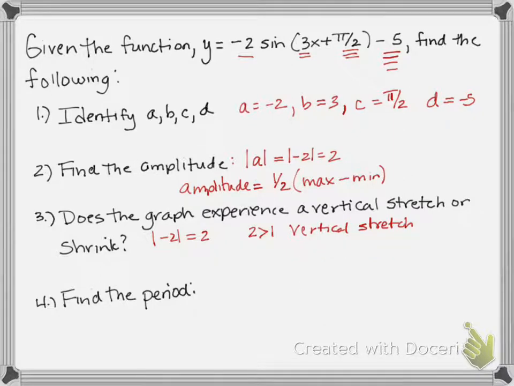All right, find the period. The equation for the period is 2 pi over the absolute value of B. And in this case, B is 3. So it's 2 pi over 3. The graph will experience one cycle in 2 pi over 3 units. It takes 2 pi over 3 units to complete a cycle.